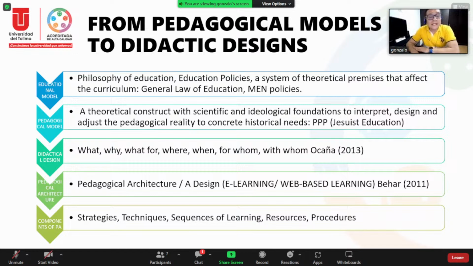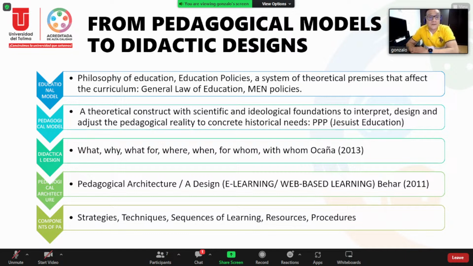In this exploration that I made, I had to define what a pedagogical model is. And I found this framework that I try to represent with this figure. What we find in the first layer, at the top, is the philosophy of education and the policies of education that belong to educational models. So an educational model is the one that defines the philosophy and the education policies that rule the bottom: the strategies and the didactics that are evident in the classroom.